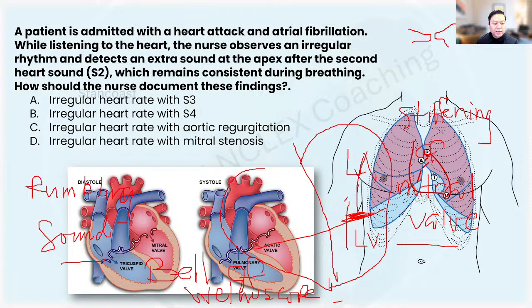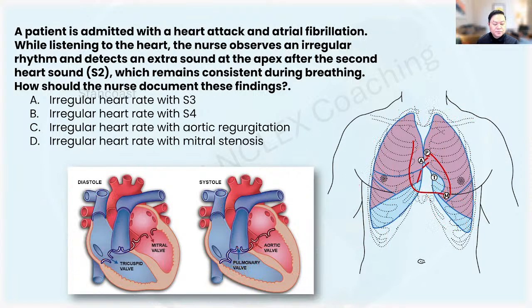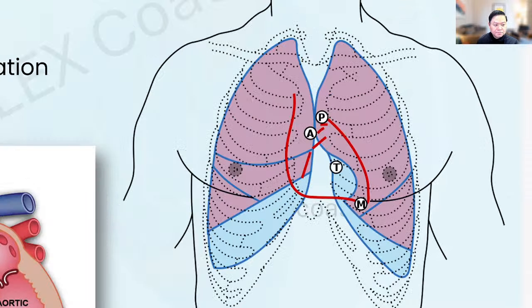Oh, okay, here we go. I forgot to talk about this. This is going to be the exact sites where we are going to listen to the murmur. Okay. And when you are listening to the apical sound, let me enlarge this. Okay. Can you see the APTM? I always call this the APE team.